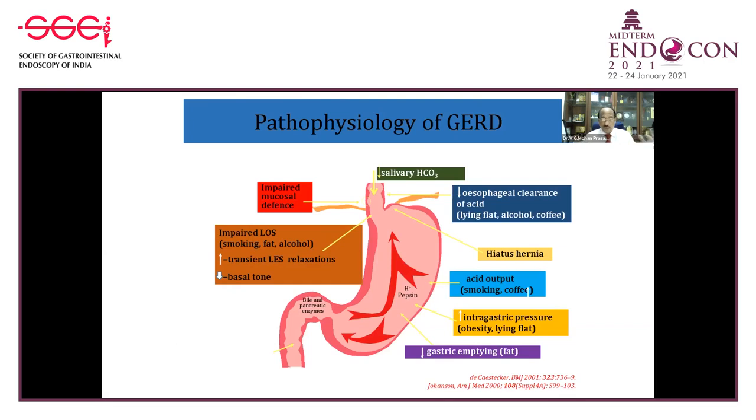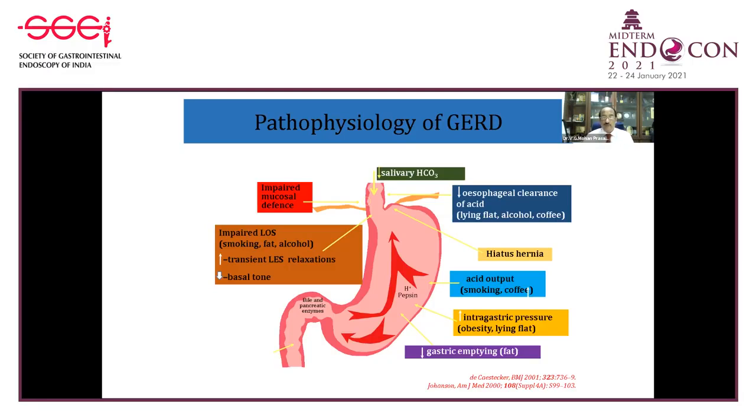It's a dysmotility disorder. So starting from reduced salivary bicarbonate to reduced esophageal acid clearance, impaired mucosal defense, with impaired lower esophageal sphincter, that is increased transient relaxations or reduced basal tone, delayed gastric emptying, and then what is called a duodenogastro-esophageal reflux. All could be components of gastroesophageal reflux disease, which means PPIs are not the be-all and end-all in the treatment of gastroesophageal reflux disease.